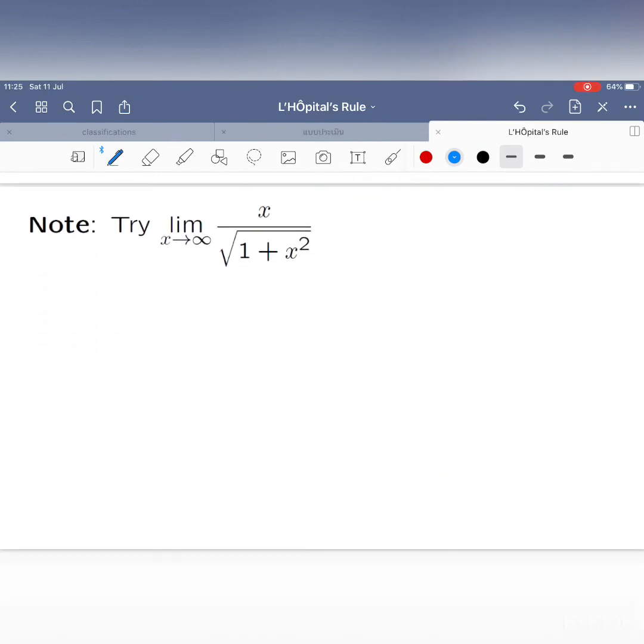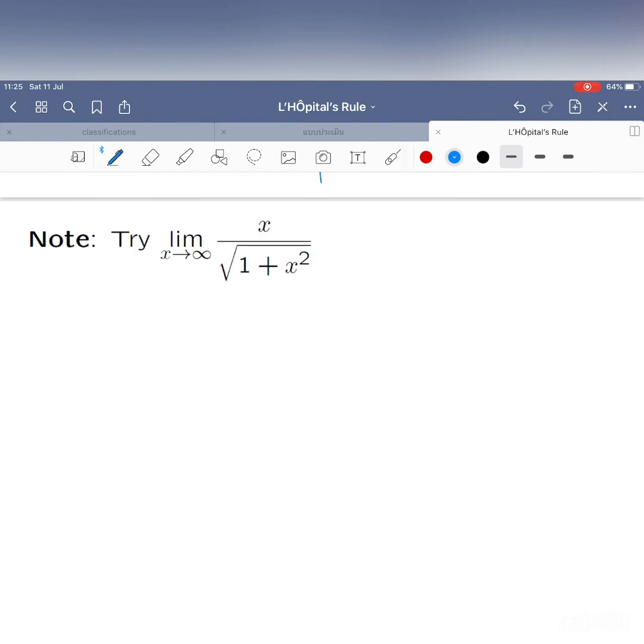Let's look at the last one, okay. The last one, if you want to try this limit as your x goes to infinity of x over the square root of 1 plus x squared. Of course, as you plug in x going to infinity, your top is infinity and your bottom is also a huge number. Taking a square root is still pretty large, okay. So for this one, try to use L'Hopital.